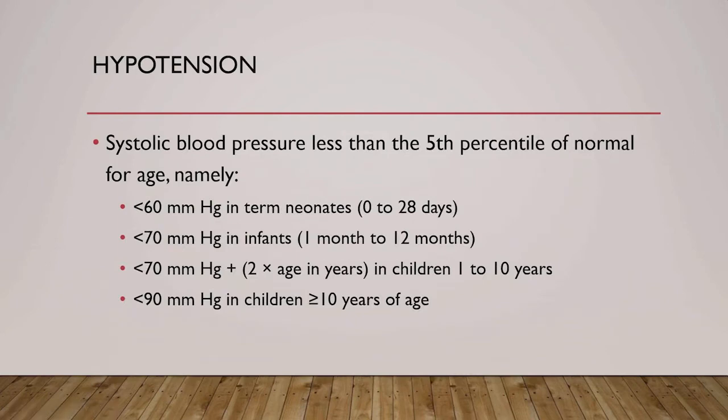So how do we define hypotension? It can also be done by this formula. This formula shows that the systolic blood pressure is less than the 5th centile of normal for age. So let's say if the patient is 2 years old, we will use this formula to estimate. Then it is around 74 mmHg. So if the systolic blood pressure is less than 74 mmHg, then the blood pressure is already less than the 5th centile of the normal for the patient's age.